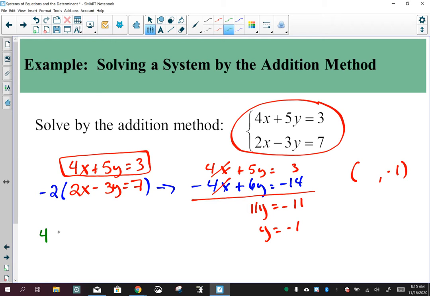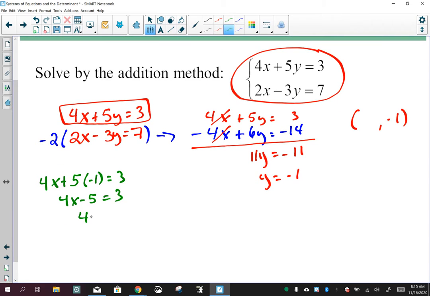So 4x minus 5 plus 5 times negative 1 is equal to 3. So 4x minus 5 is equal to 3. So then I have 4x is equal to 8, and x is equal to 2. So my solution for this one is going to be 2, negative 1.